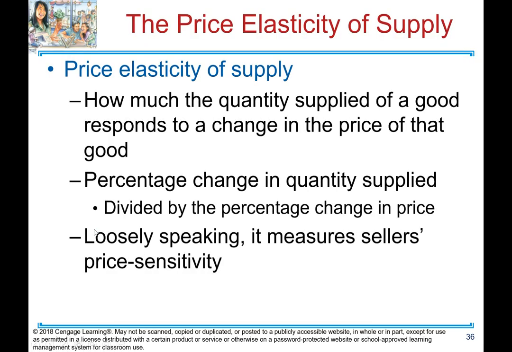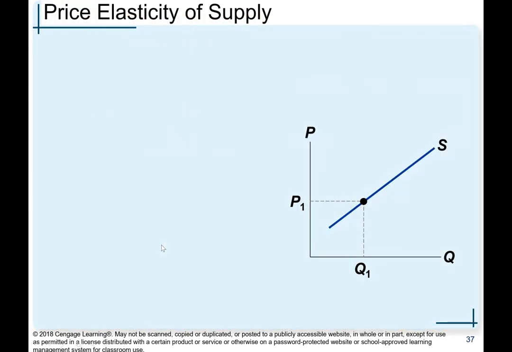Price elasticity of supply. Price elasticity of supply is how much the quantity supplied of a good responds to a change in the price of that good. Percentage change in quantity supplied divided by percentage change in the price. That's the formula for calculating price elasticity of supply. Loosely speaking, it measures the seller's price sensitivity.